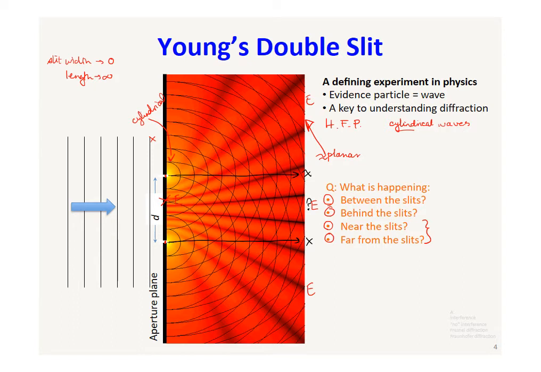And we can consider that these are two regions where we can use different approximations for the patterns that we'll be forming. Far from the slits, we're going to consider patterns that are called the Fraunhofer patterns, and near the slits we're going to be looking at Fresnel diffraction.